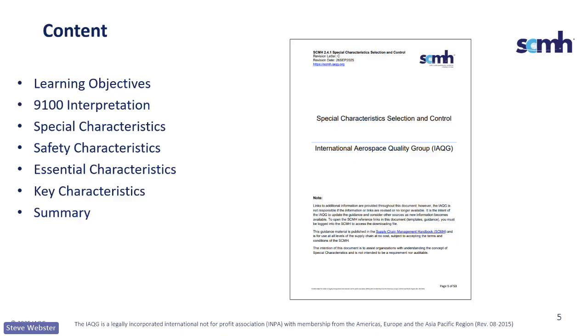So in this webinar, we will be looking at how 9100 interprets critical items and key characteristics, and spend some time on what special characteristics are, which is a new term. We will get into that in a little bit too, and walk through each of the characteristic types. Our team, we've got 4 presenters, and we're going to have different presenters walk through the different types, and then I will come off at the end and we'll talk about a summary of the event at the end of the presentation.